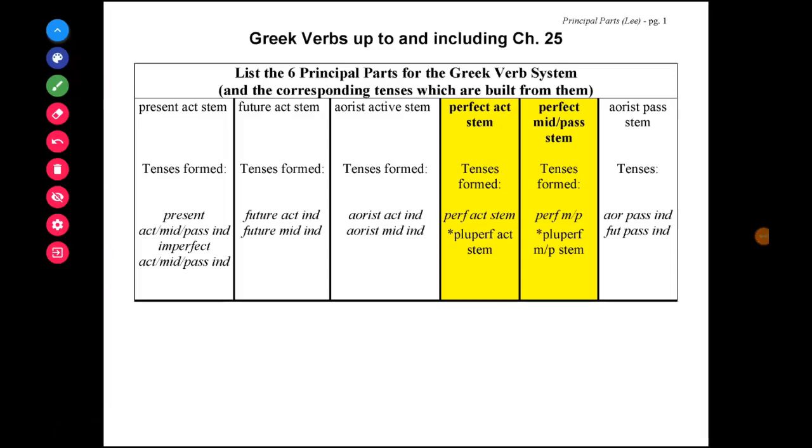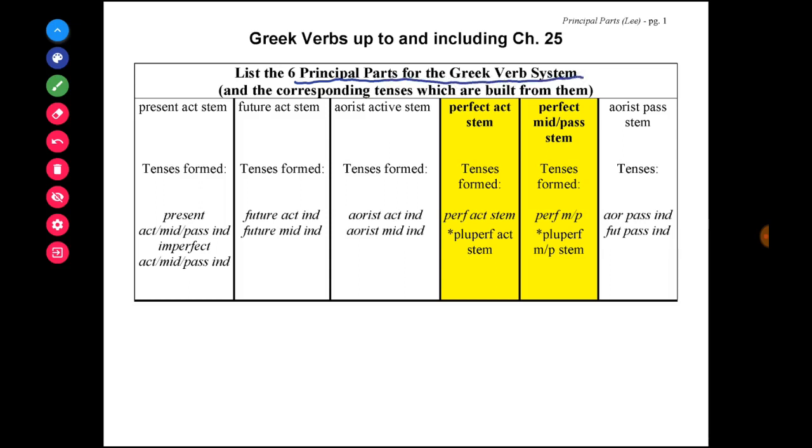Welcome to the module on the perfect active, middle, and passive indicative. This is the last indicative form that you'll learn before the midterm, and then after the midterm we'll be going over the non-indicative forms.